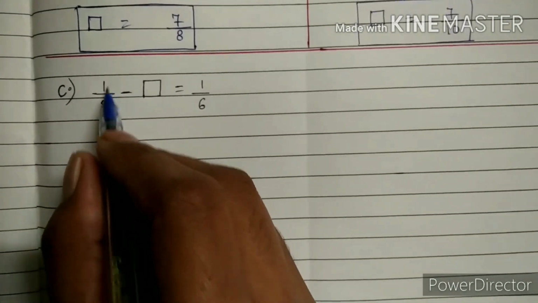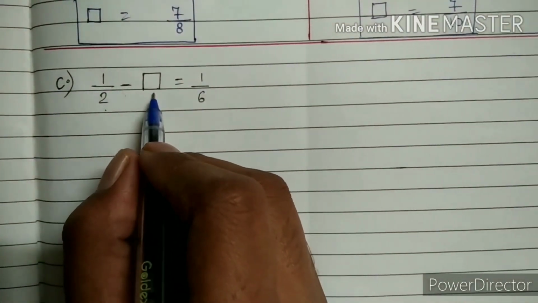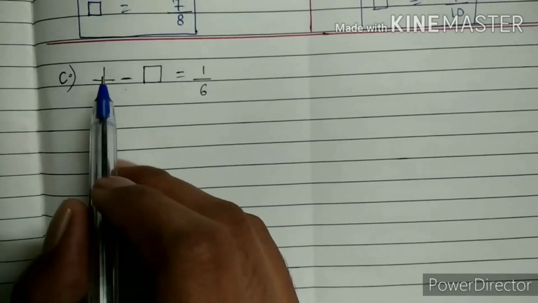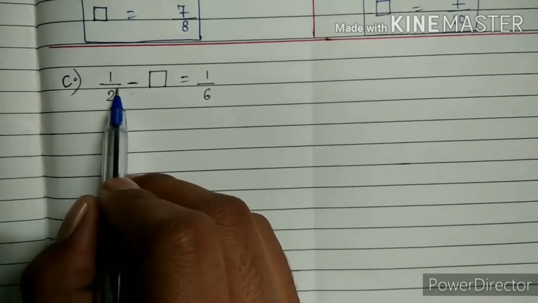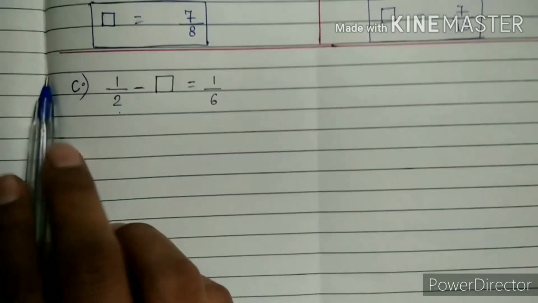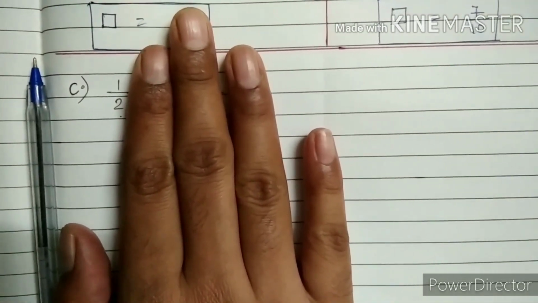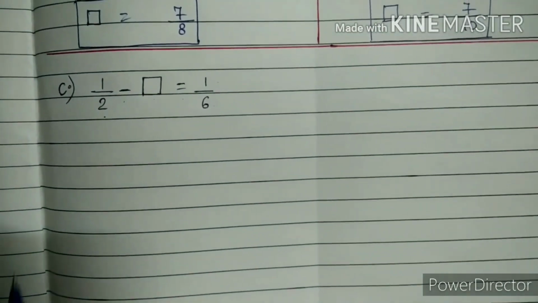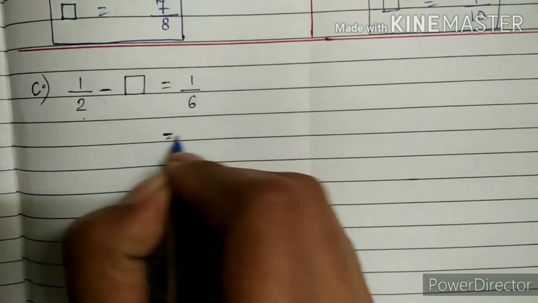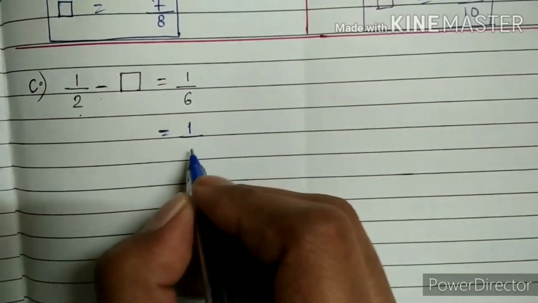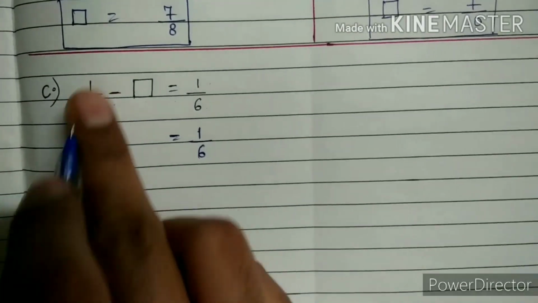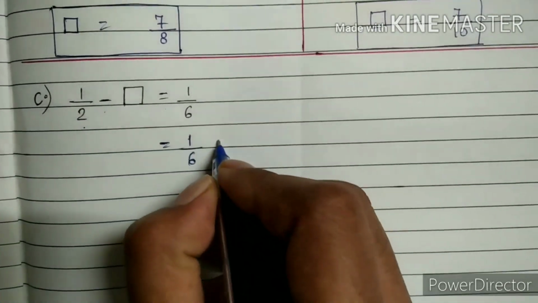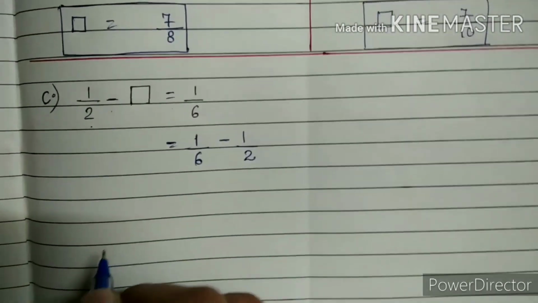C part is 1 by 2 minus box is equal to 1 by 6. Now we have to send this 1 by 2. So firstly see the symbol of 1 by 2. Here 1 by 2 did not have any symbol, that means it is having the symbol of addition. So when it will go to the opposite side, 1 by 6 is already there, so 1 by 2 will go. Here it is addition, so it will go in the subtraction, 1 by 2.